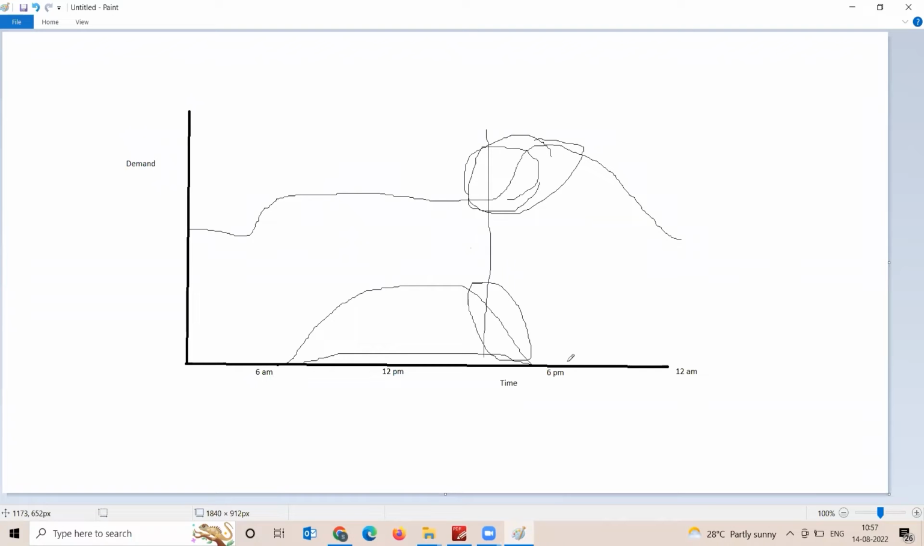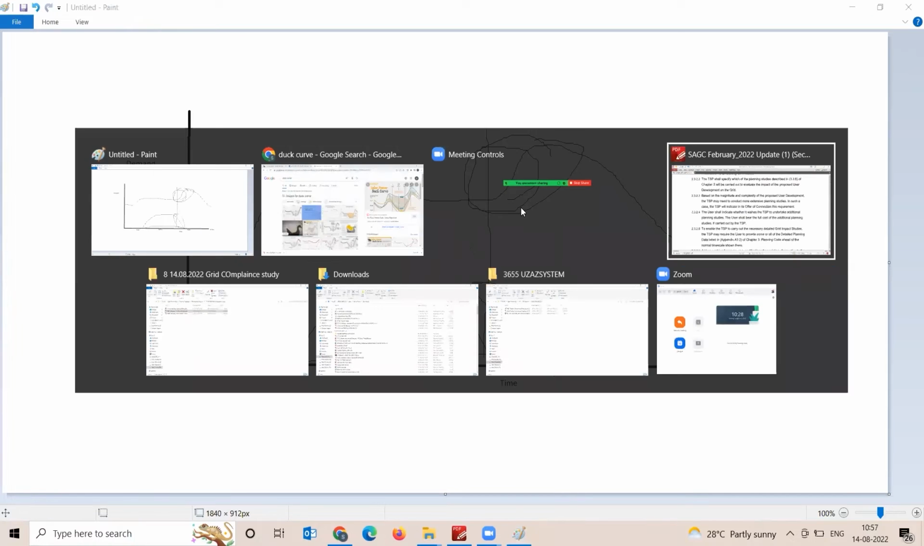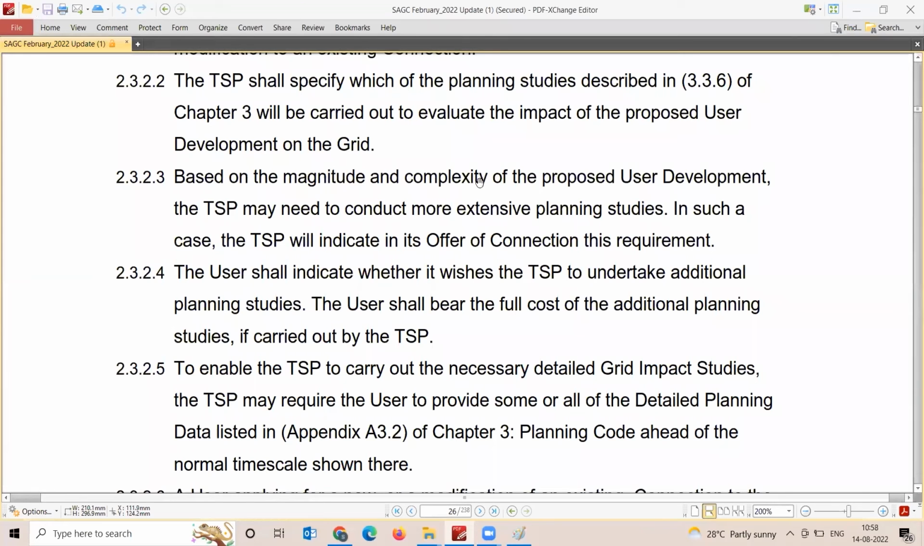So ramp up, ramp down, why the battery energy storage systems are proposed along with the large scale solar plants nowadays, all thanks to the pre-understanding of how our system is going to behave. So coming back, you can list down whatever studies are there in 3.3.6. Let's look at what is there in 3.3.6.